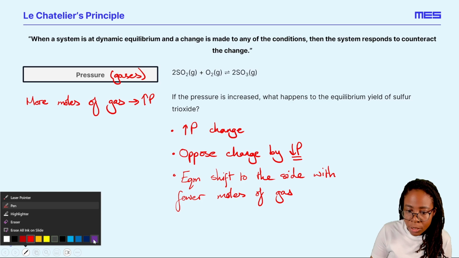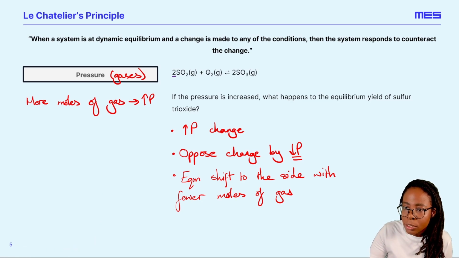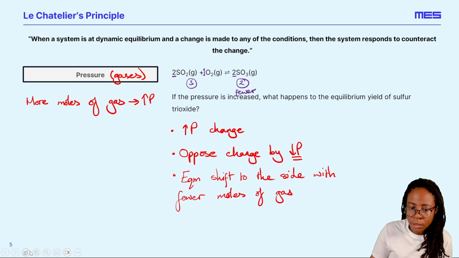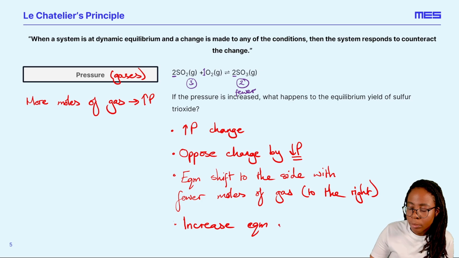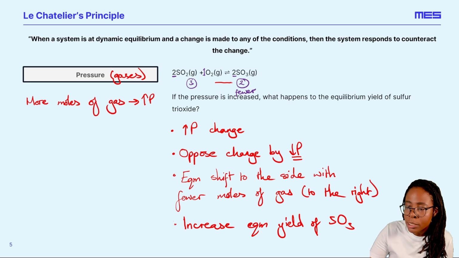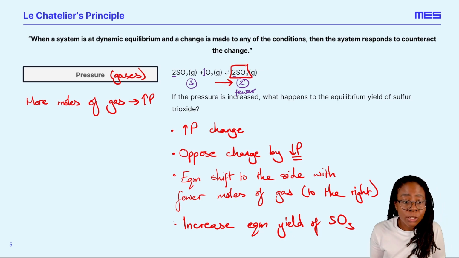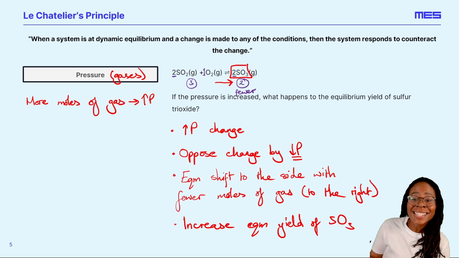Well, let's count. On the left-hand side, we've got 2 SO2s and an invisible 1 O2, so that's 3. On the right-hand side, we've just got 2 SO3s, so that's 2. So fewer moles of gas is on the right-hand side, or towards the products. And if we're shifting towards the products, then we're going to increase the equilibrium yield of SO3 because we're moving towards the side with fewer moles of gas, which is where the SO3 is. And that is essentially it.